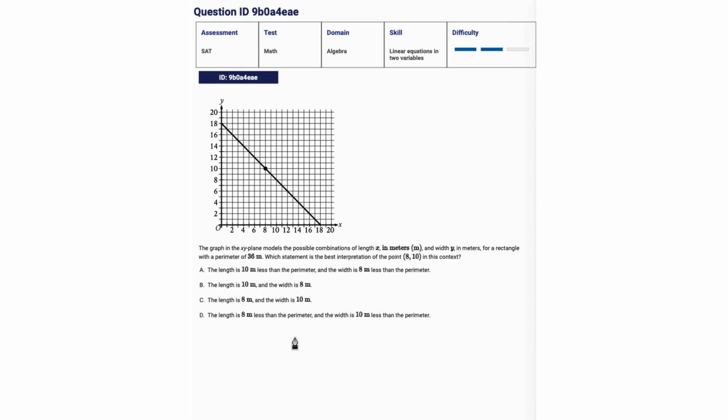All right, so it models the possible combinations of length x. First of all, let's take this point and highlight it. It's 8, 10. They have said that x here is the length, and y is the width for a rectangle with a perimeter of 36 meters.